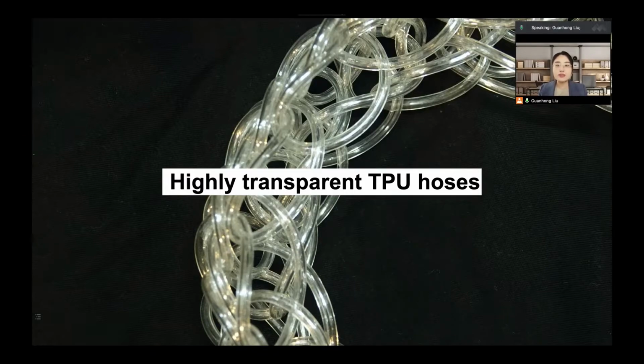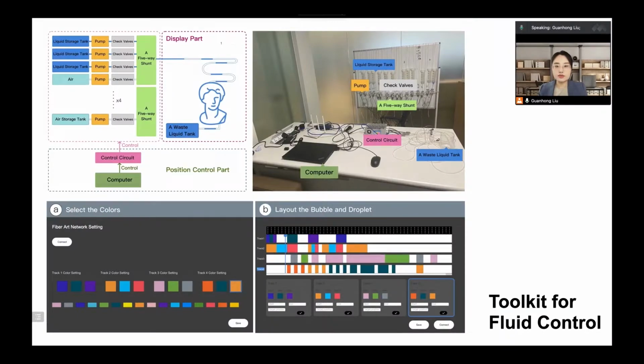After considering feasibility and availability, we selected highly transparent TPU hoses that can be woven and are less prone to liquid blockades as the material for our fluid fiber. For flow control, we developed a toolkit that includes hardware components for generating bubbles and droplets, and a GUI design tool for arranging fluid layout, such as order, color, length, etc. This toolkit can help users with non-technical backgrounds independently complete the design of flowing effects.